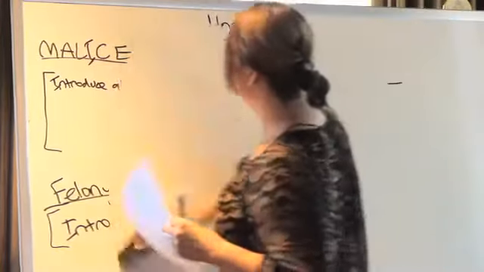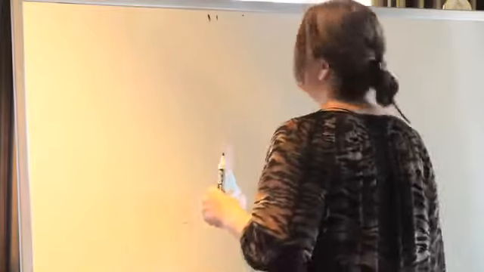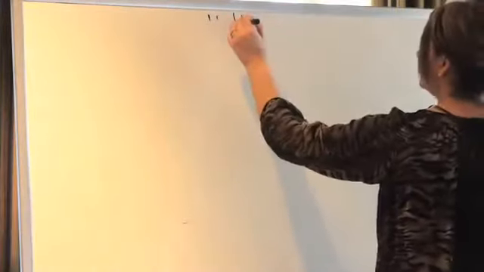So first you establish that the defendant is guilty of the underlying felony. I'm actually going to just do a quick thing here. We're in homicide within felony murder. I want this to be really clear because felony murder gets tested a lot.